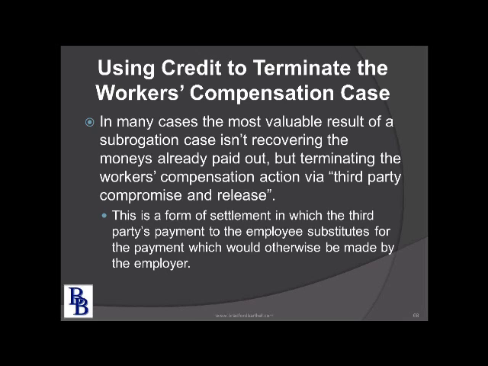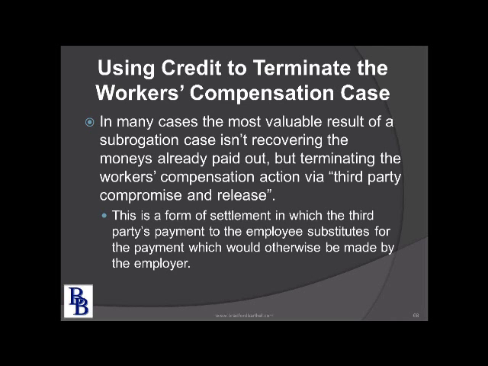Now, often the most valuable thing you can do with a credit right isn't apply it directly at all. It's to settle the compensation case and the civil case at the same time using what's called a third-party compromise and release. Now, I'm sure you're all familiar with compromises and releases. We settle cases in workers' compensation using those all the time. And functionally, a third-party compromise and release is exactly the same. The only difference is that the money that's used to pay the employee for that compromise and release comes from the third-party defendant.